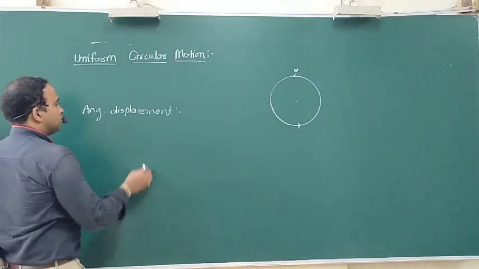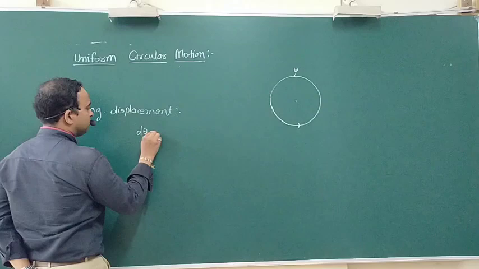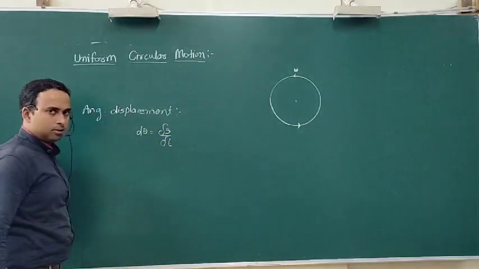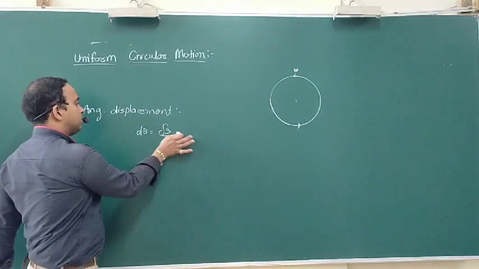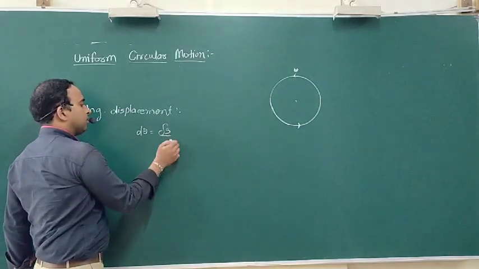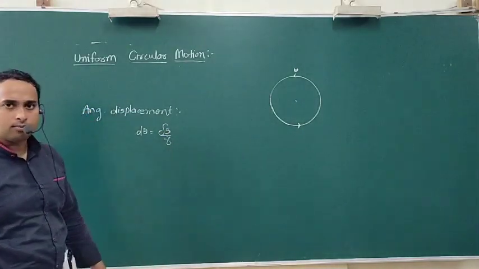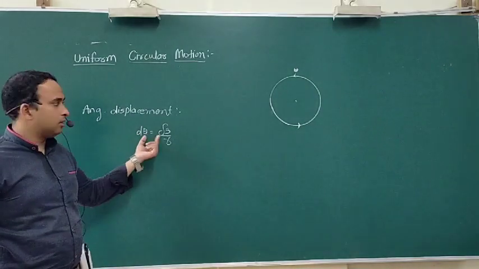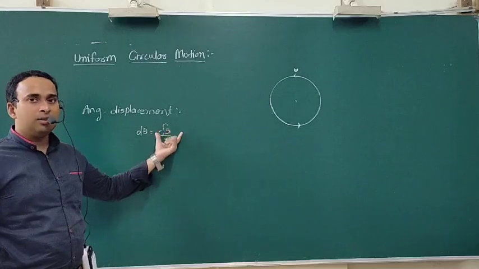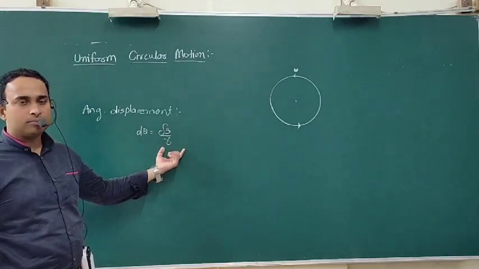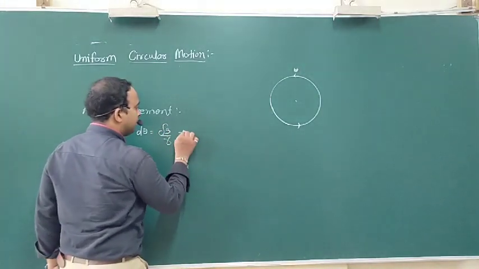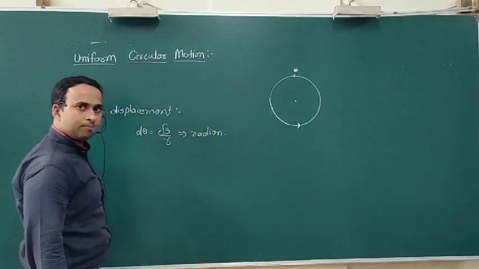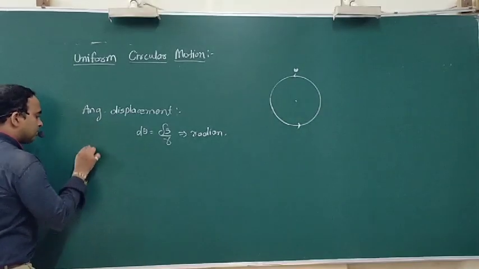So dθ is equal to Δs upon r. Angular displacement is equal to arc length upon radius. It is measured in radian.